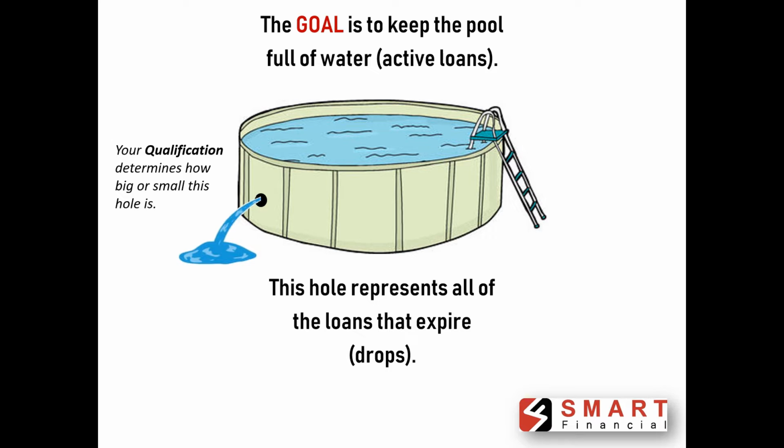Now, picture that there's a couple holes in our swimming pool, so there will always be outflows of water, in this case loans. One of the holes we can control, and that's our qualifications. Our qualifications determine how big or how small this hole is. So the other hole in our swimming pool represents all the loans that expire, the drops. This is another cause of PLO outflow.